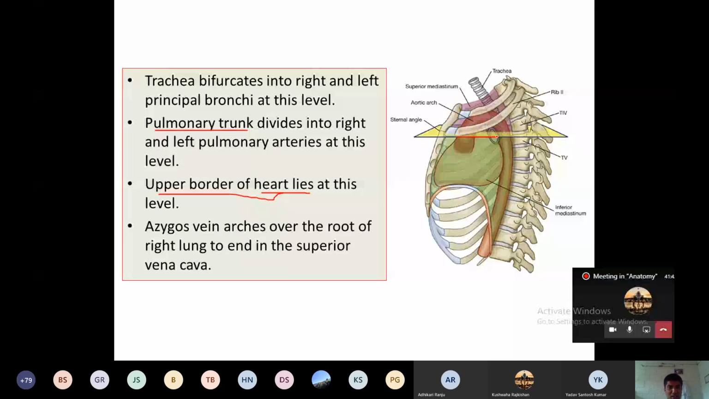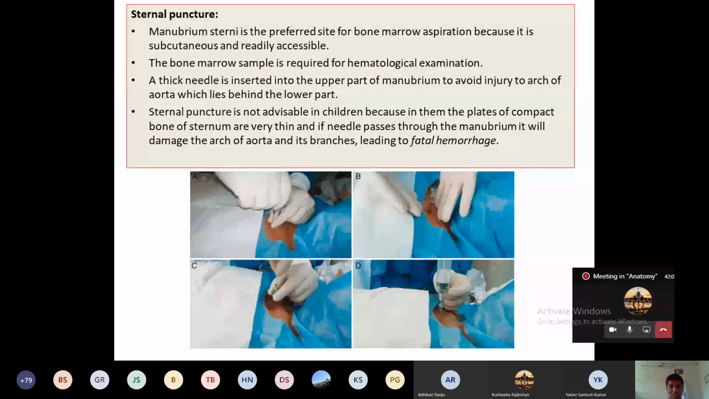And there is one vein named the azygous vein. About this vein also we'll discuss after a few days in detail. This azygous vein will arch over the root of the right lung to drain into the superior vena cava. And this event is also occurring at this level.